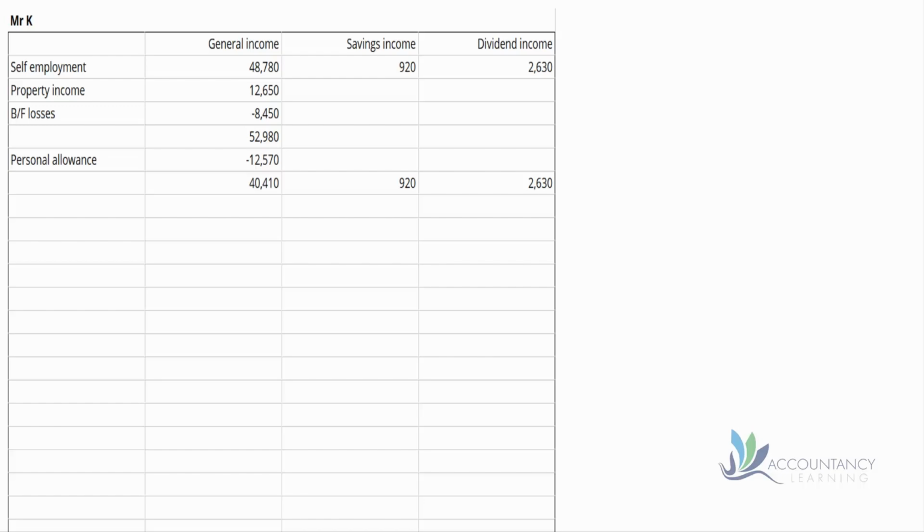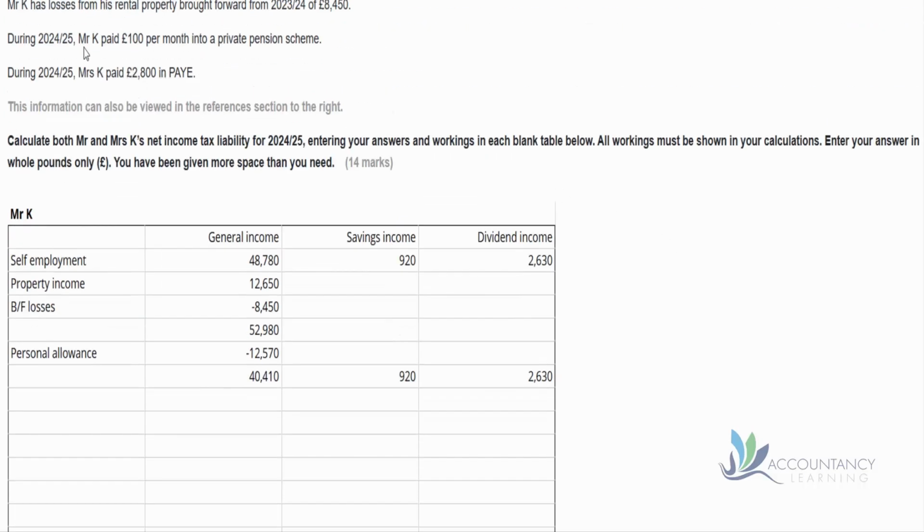So here are the 3 subtotals for the 3 types of income. And then what we need to do is stack these on top of each other to see which bands they fall into. But before we do that, remember it tells us that Mr. K paid 100 per month into a private pension scheme. And by doing that, we're going to affect the size of the basic rate band. The government wants us to invest for our retirement, and therefore there are tax benefits of putting money into a private pension scheme.